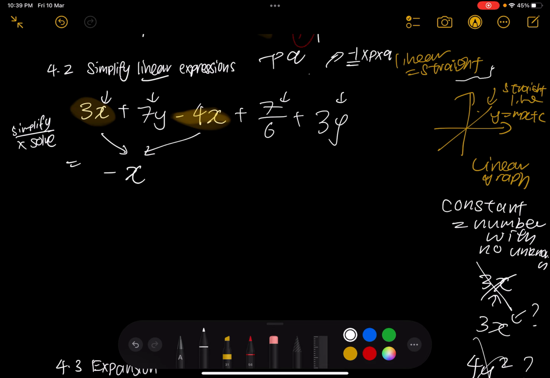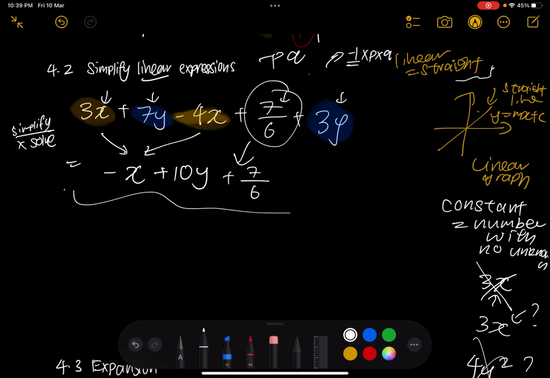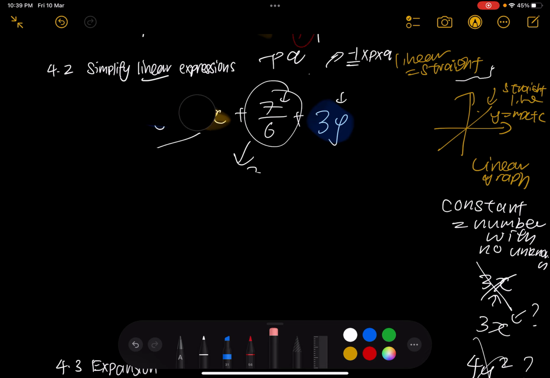Okay, now next one, 7y. 7y, which one got y? This one, right? So it's 7 plus 3, 10y. Okay, this one the only loner left, 7/6. Okay, easy. You simplify already. Very simple. This will give you 1 mark in O-level exam.